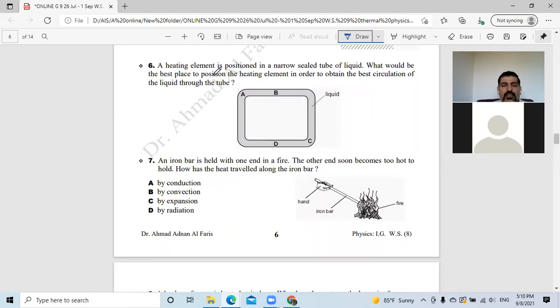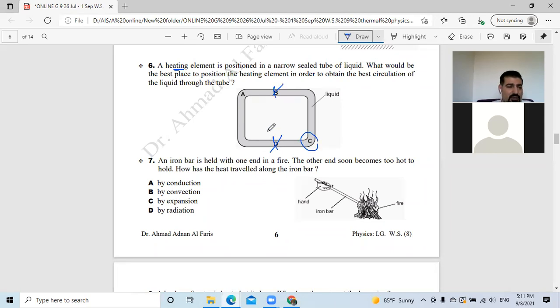A heating element is positioned in a narrow sealed tube of liquid. What would be the best position for the heating element in order to obtain the best circulation of the liquid through the tube? If I have a heating element, that means a heating source, I have to put it somewhere at the bottom. I can't put it in the middle. So I'll put it where?